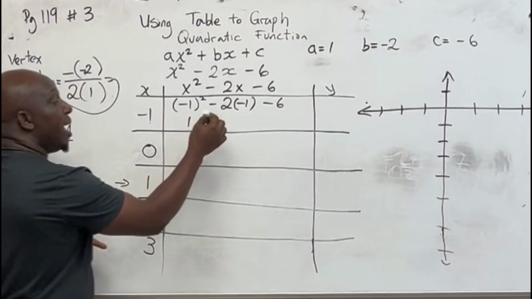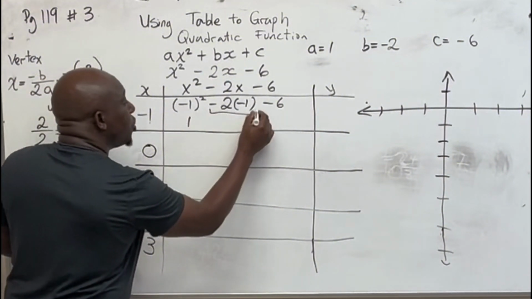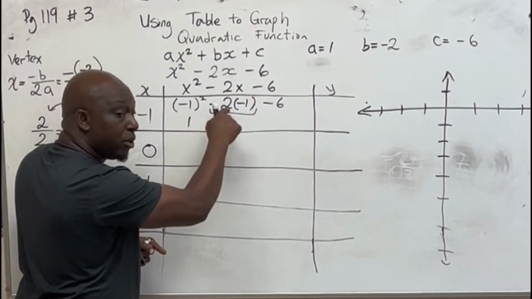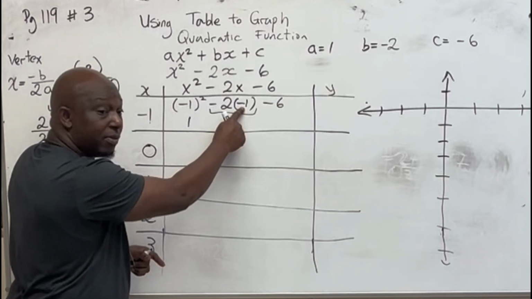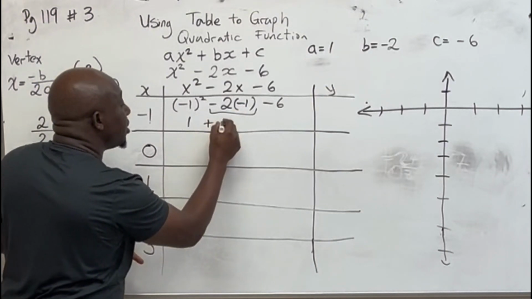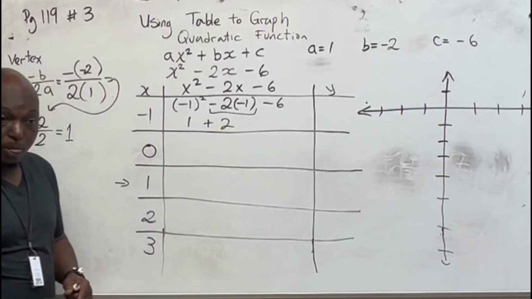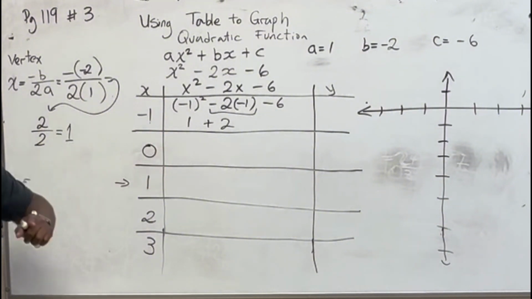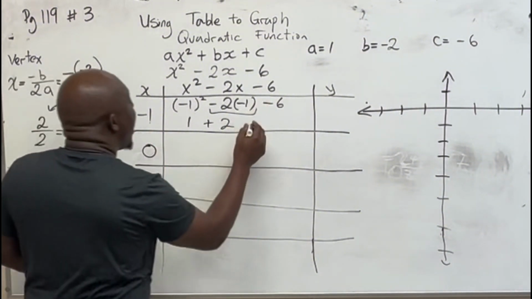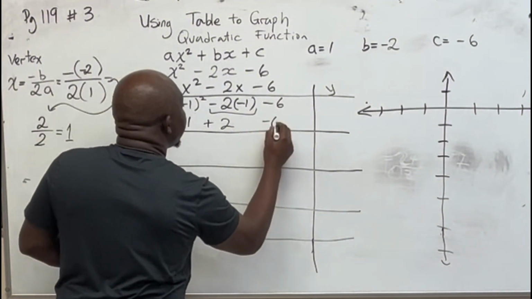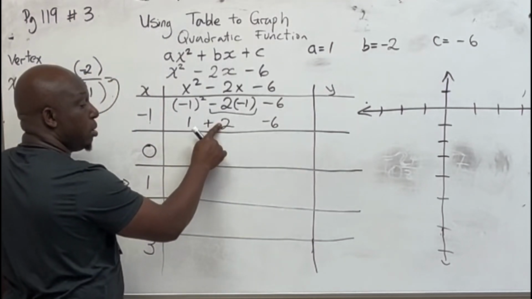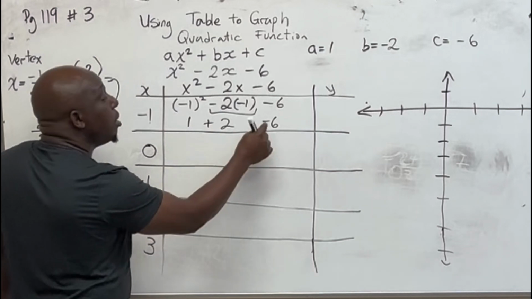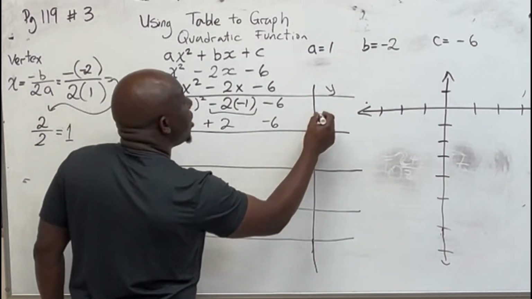Positive. Now, look at this. I know it's minus 2, but I'm going to picture this as negative 2. Negative 2 times negative 1, which gives what? Positive. I'll say plus 2. Now, minus 6. Now, let's put this together. 1 plus 2. 3. 3 minus 6. Negative 3.